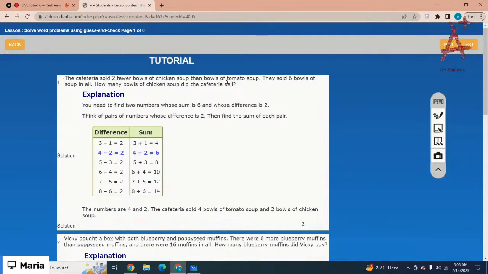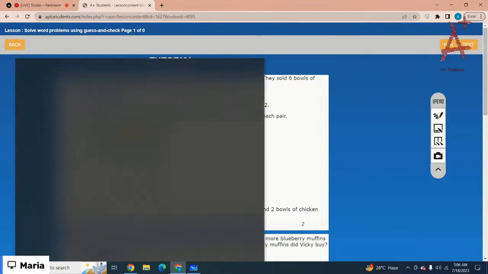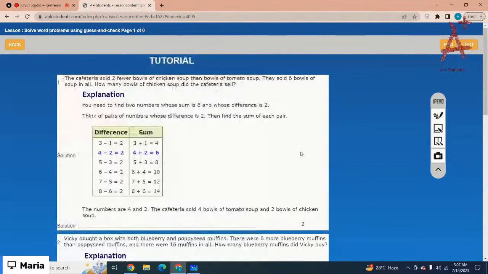Think of the pair of numbers whose difference is two. Then find the sum of each number. Here is the list of the table. You have to think of the numbers whose difference is 2 and whose sum is 6. 4 take away 2 is 2 and 4 plus 2 is 6. That means the numbers are 4 and 2. The cafeteria sold 4 tomato soup and 2 bowls of chicken soup. Got it?